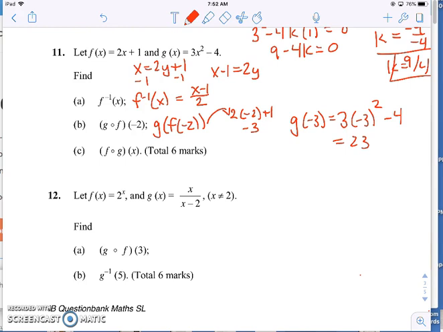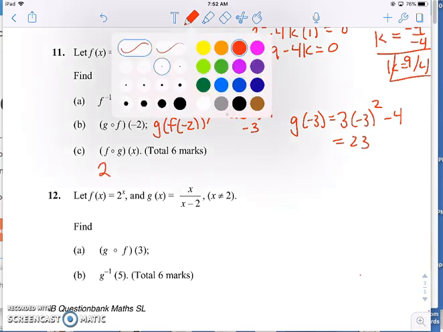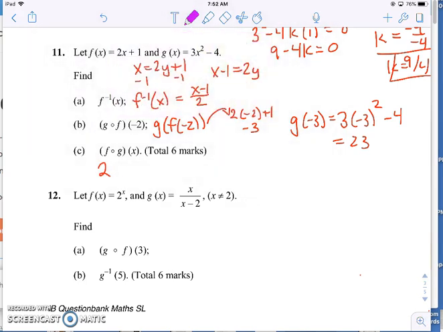And find f of g of x. So there's our start of our f. We're going to replace the x with 3x squared minus 4, plus 1. So if we distribute this, we got 6x squared minus 8 plus 1. So 6x squared minus 7.